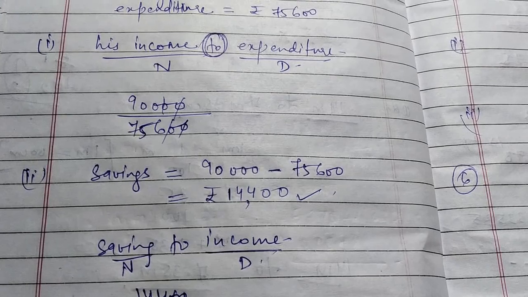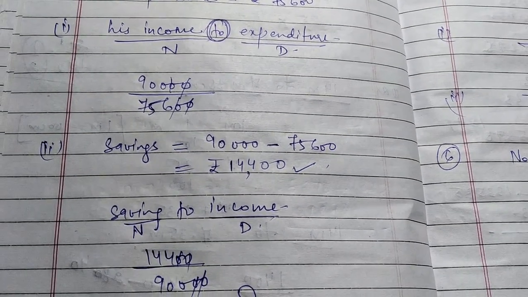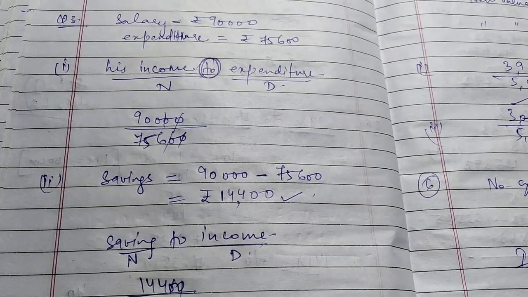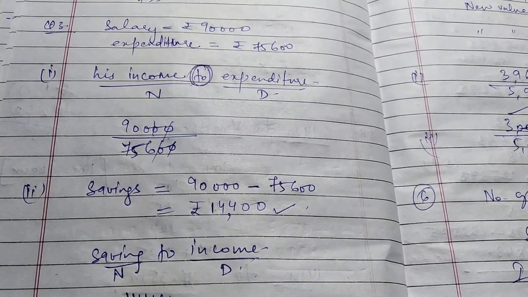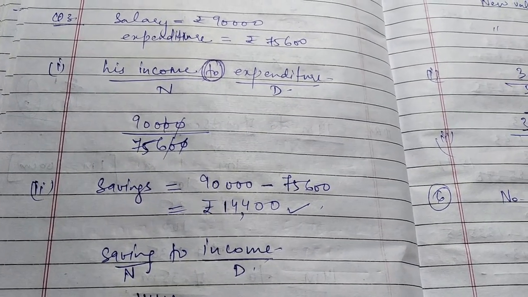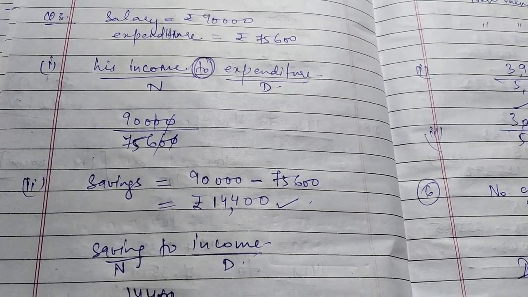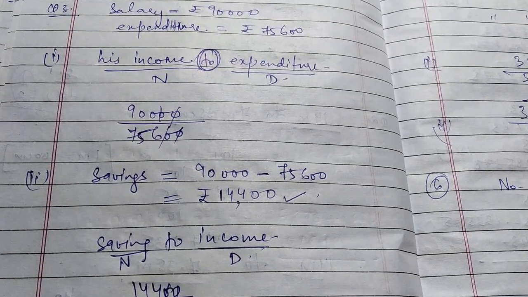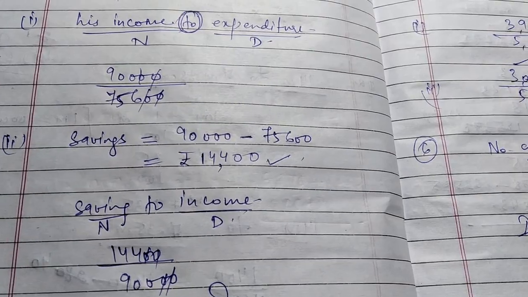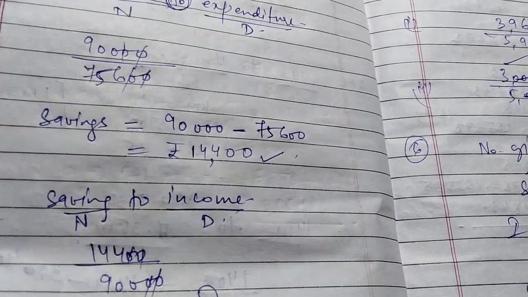Then the second part, it was asking to find the ratio between savings to his income. Now saving was not given in the question. If we subtract expenditure from the salary, we will get the savings. So 90,000 minus 75,600, you will get 14,400 as a saving. So the ratio will be saving upon income. You can cut and get the answer.